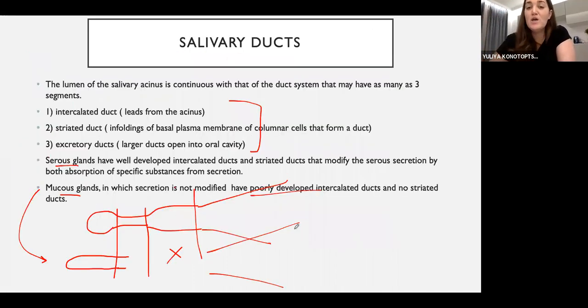So this is why you wouldn't want to have all of those duct systems in the mucous glands, for one reason: because it will clog up those ducts if there were too many of them. So this is why you have no striated, very short intercalated. Technically, your mucous saliva just goes directly to the excretory to shorten the distance so you can get it out as soon as possible.